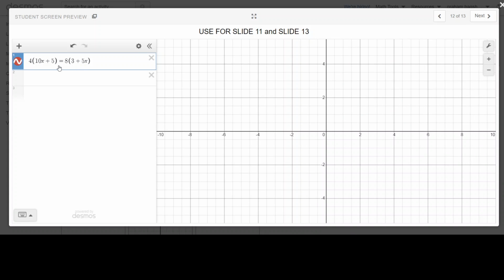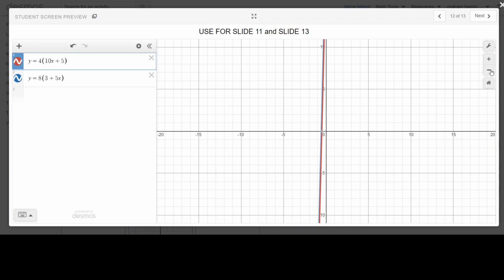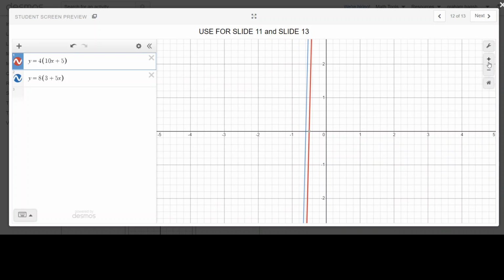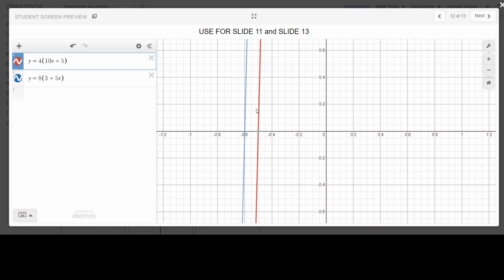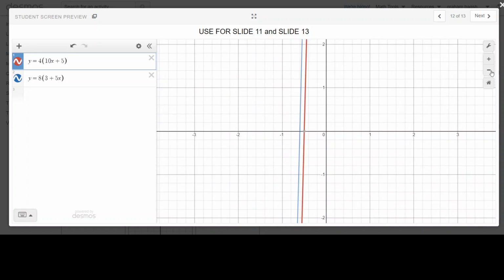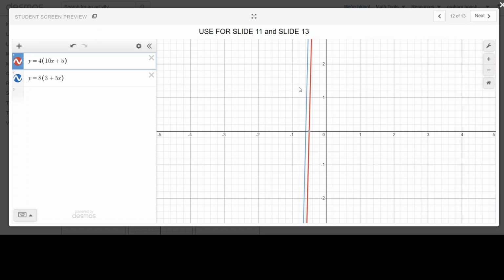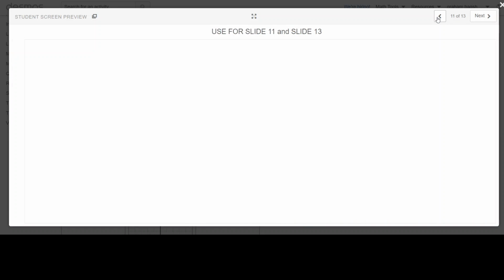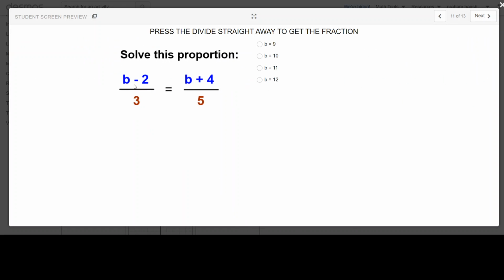So I'll click the home and go back. So I will type in the 8 parentheses 3 plus 5x on the second line, and I will type y equals 4 times 10x plus 5 on the top line. And this time you can actually see, perhaps I'll zoom the other way this time. You can see that these lines do not cross, but you can also see that they're parallel lines. So this one would be an example of no solution, just like when we did our systems of equations. So that one, no solution. So that's a good way of checking for those special cases.